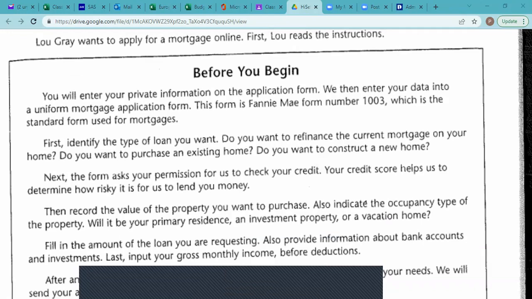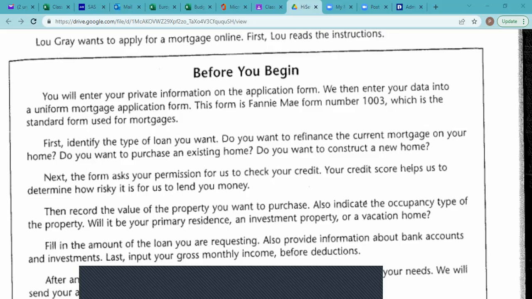First, identify the type of loan you want. Do you want to refinance the current mortgage on your home? Do you want to purchase an existing home? Do you want to construct a new home? So those are typically three really good questions that a lot of loan officers will ask you at a bank or a business.